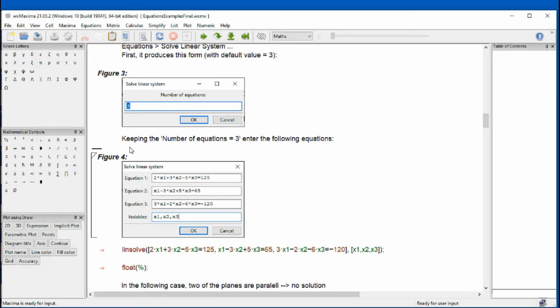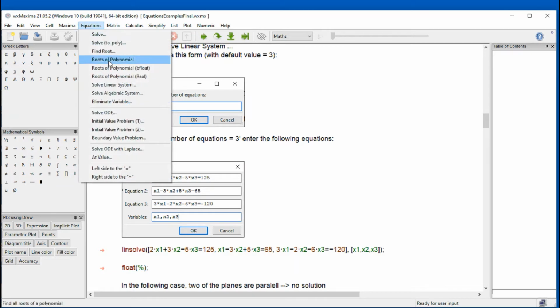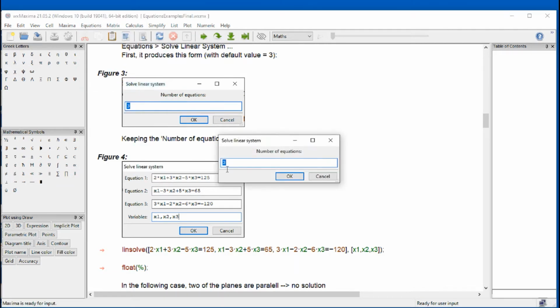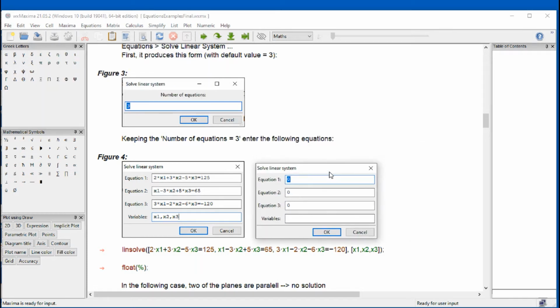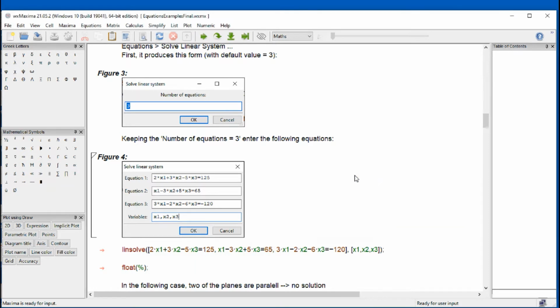If you do that, you will get an entry asking you for the number of equations. When you do that, say for example 3, then they give you a space to type the equations. In the case that I'm presenting here, I'm using x1, x2, x3 as the unknowns, and I type these 3 equations. And when you press OK, then you get these results.